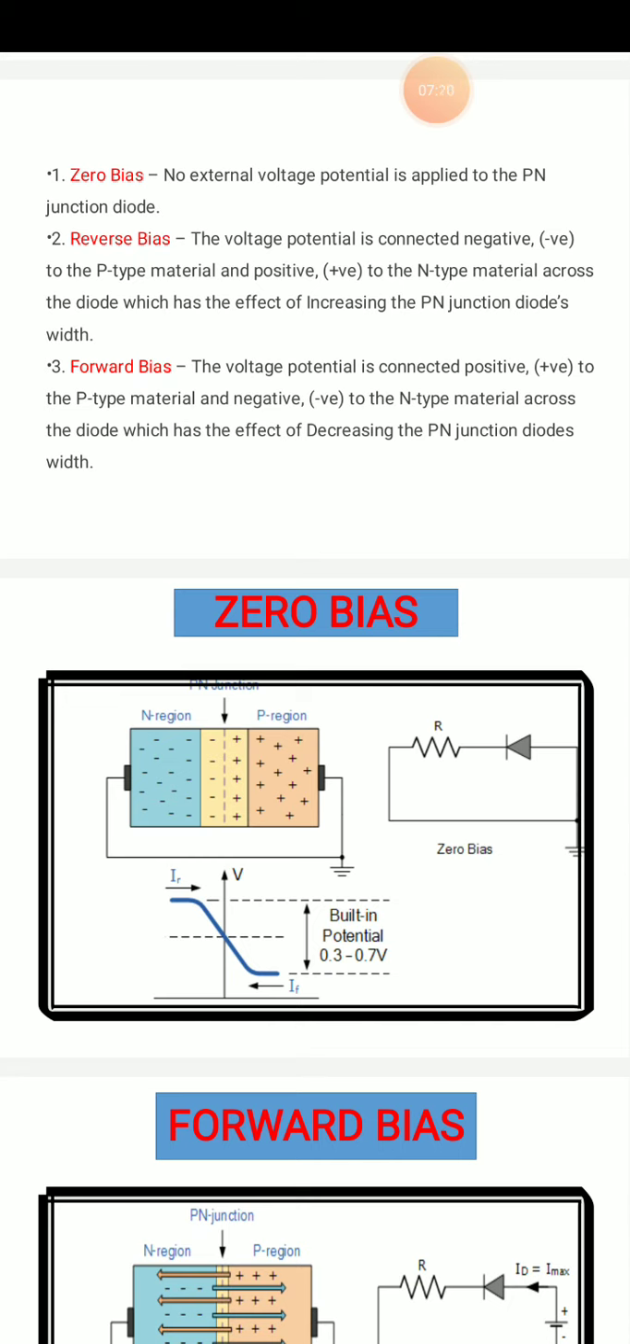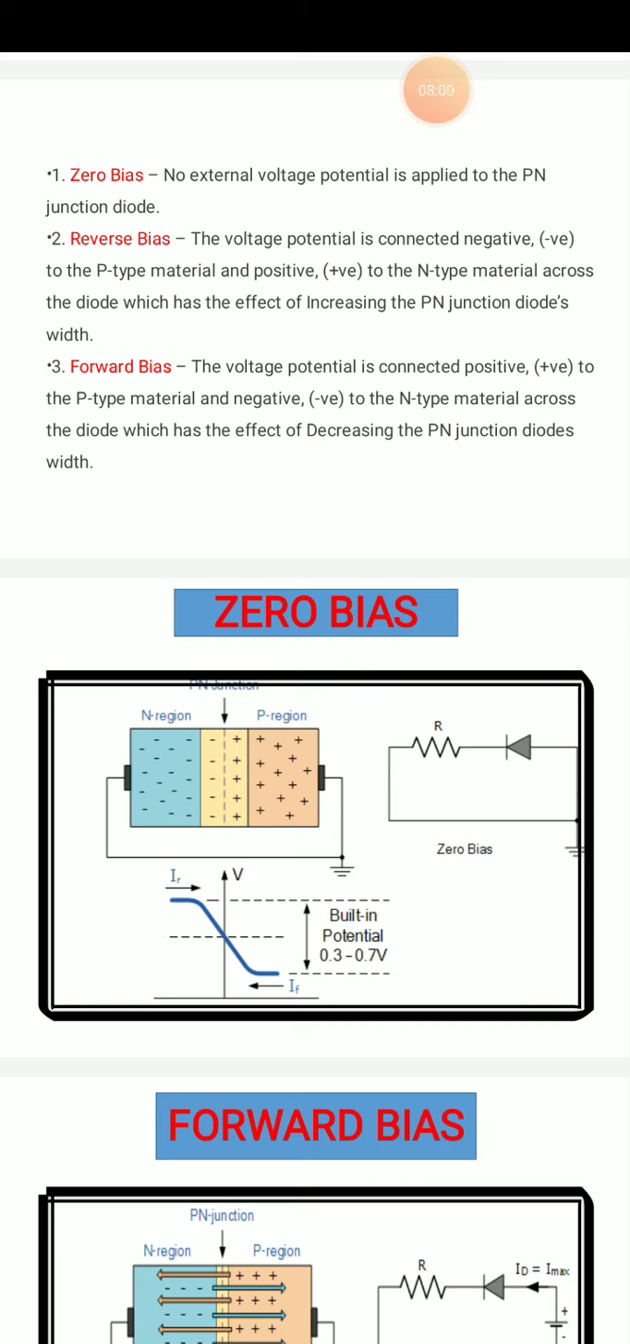In reverse bias, the voltage potential is connected negative to the P type material and positive to the N type material. You can see through the previous diagram that in the reverse bias, the voltage potential is connected as negative to the P type and positive to the N type. This increases the voltage across the diode, which has the effect of increasing the PN junction diode's width. The width of the junction will increase if it is reverse biased.